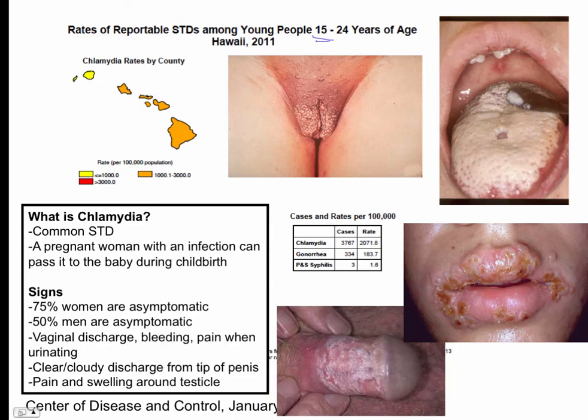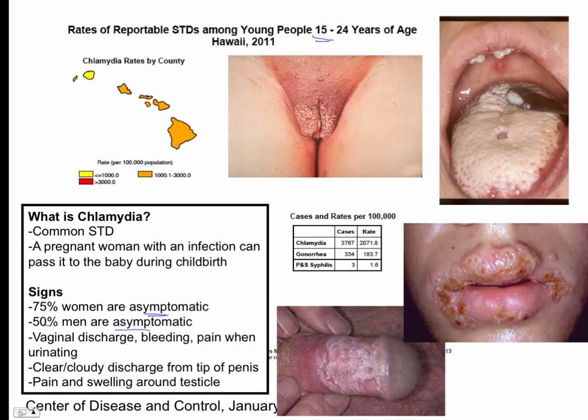So here's a study, chlamydia, what is it? It's a sexually transmitted disease. If a woman is pregnant with an infection, it can also pass that to a baby during childbirth. This can get into your eyes, it can get into your mouth. Chlamydia is a bacteria. 75% of women are asymptomatic. 50% of men are also asymptomatic.